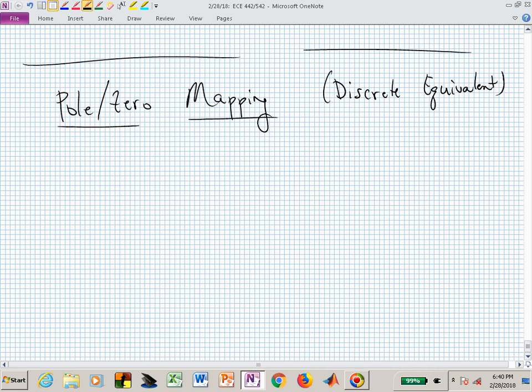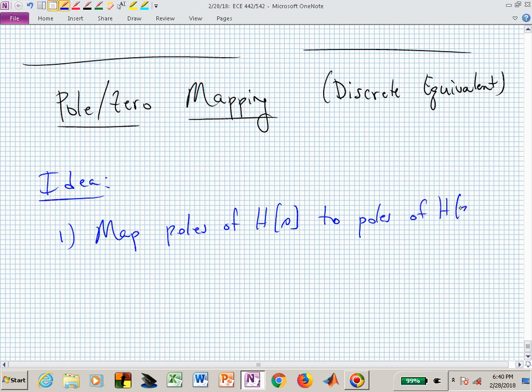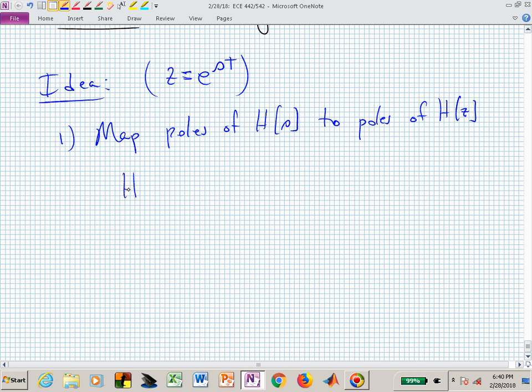And the idea here is that one, you map poles of H of S to poles of H of Z. And again, we're using this relationship, z is equal to e to the sT. So if you had H of S that was 1 over s plus a, this has a pole at minus a.